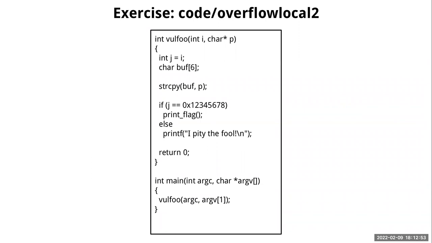Okay, before we finish the class, there's one more challenge we're going to do today. This one is a little bit trickier than the previous one. Here we have the same buffer overflow, but now we do not check if J is zero or non-zero. J has to be a specific value: 1, 2, 3, 4, 5, 6, whatever. So now if we want to exploit this one to print the flag, what should we do?